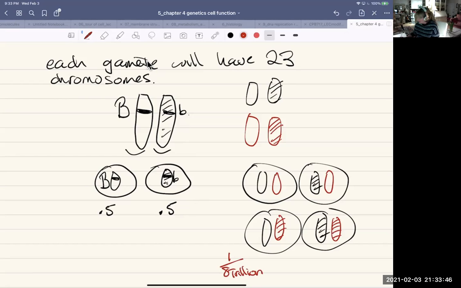To get the same combination of chromosomes from your dad is also 1 in 8 trillion. We have to multiply those together because the probability of getting one thing and another thing is always a multiplication. That's 1 in 64 trillion. So the probability of you having those chromosomes is 1 in 64 trillion, and that's how unique you are.